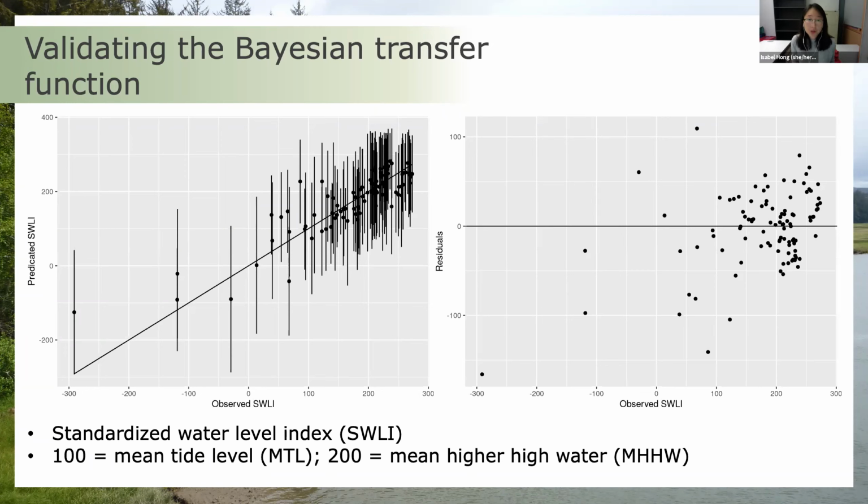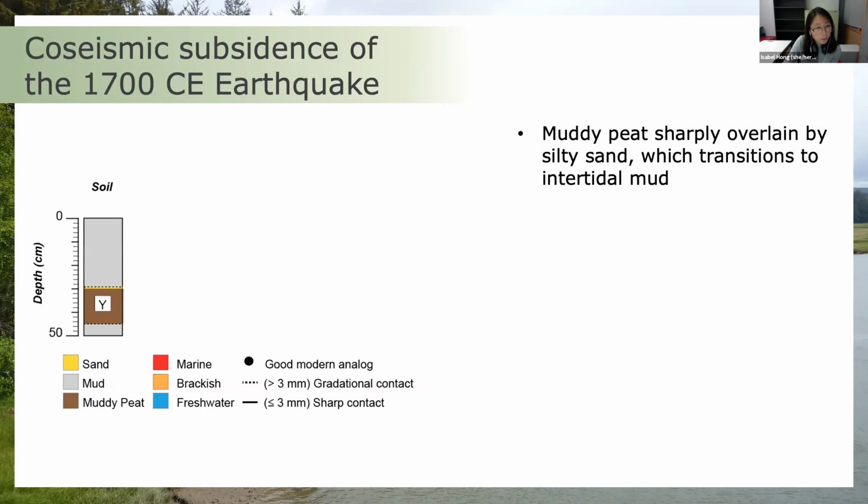So I'll move on to talking about what those reconstructed elevations look like. Here I'll describe in detail the reconstructed land level change from the 1700 earthquake. In the upper 50 centimeters of the core, we captured evidence of that subsidence in the form of this muddy peat soil, identified here as soil Y, that is overlain by what we believe to be a tsunami sand. That tsunami sand gradually transitions into mud.